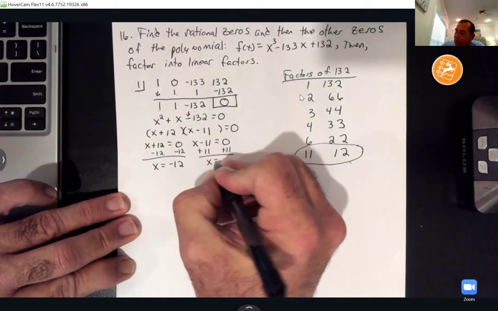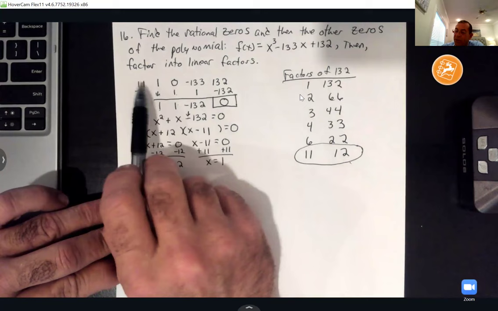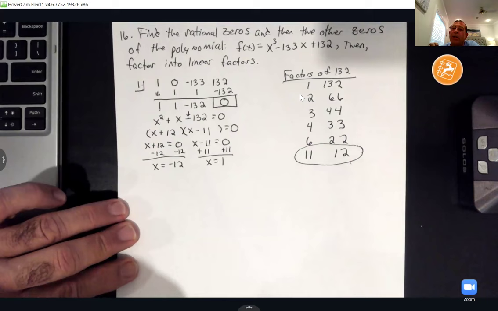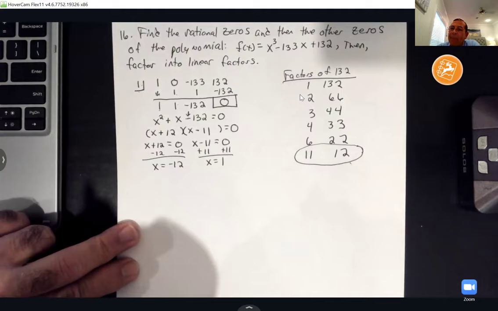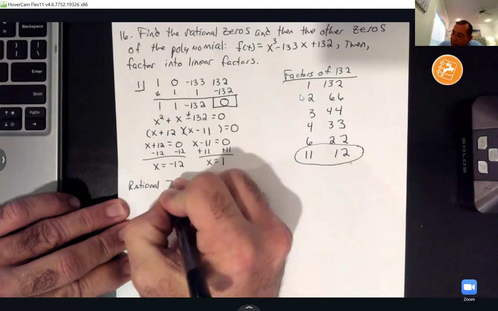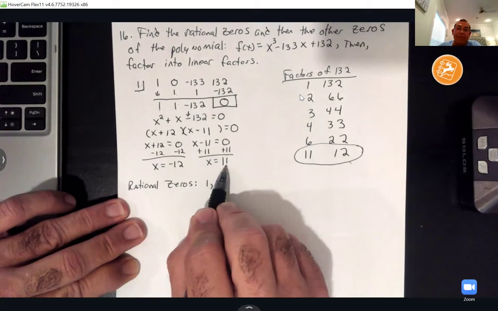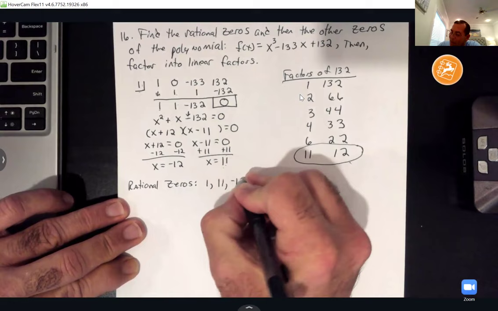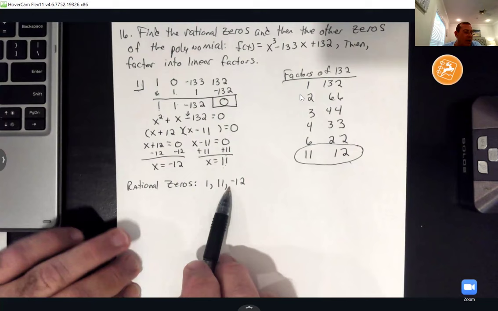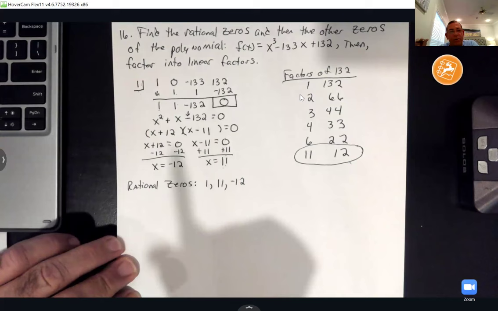So now, these are all rational zeros: 1, negative 12, and 1. They're all rational zeros because they don't have radicals, and they ain't got imaginary with them. So the rational zeros would be 1. Whoops, that's an 11 there. My bad. 0 plus 11 is 11, right? So 1, 11, and negative 12. So these would be rational zeros. Other zeros, like I said, would be the imaginary stuff and the radical stuff. And I think the next one I do has that on it.